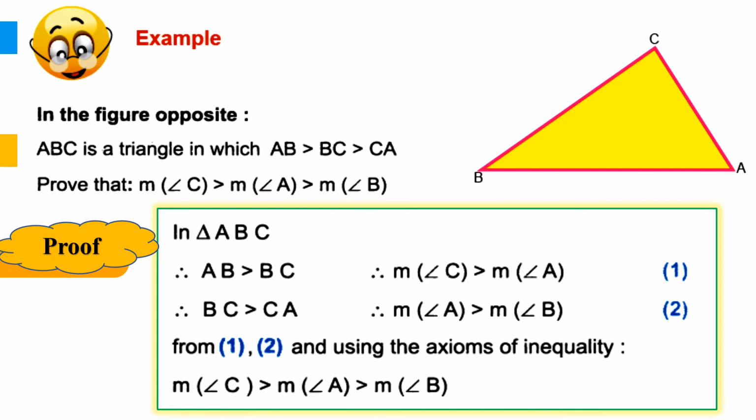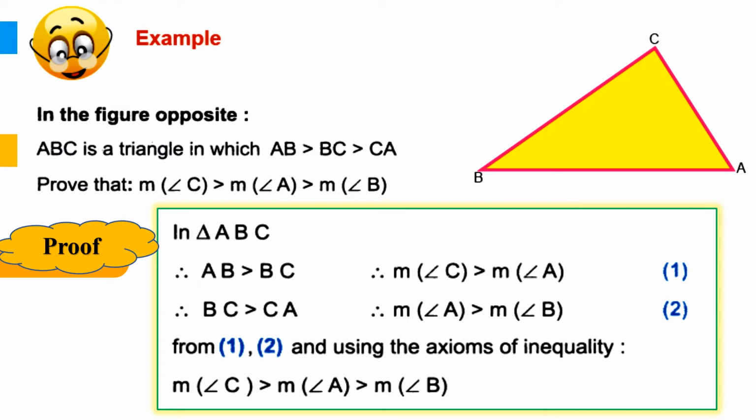Again, since BC is greater than CA, look again, where is BC? This side. Where is the opposite angle of this side? Angle A. And about CA, where is the opposite angle? It's angle B. So the greatest side is opposite to the greatest angle. So the measure of angle A is greater than the measure of angle B. And this is number 2.